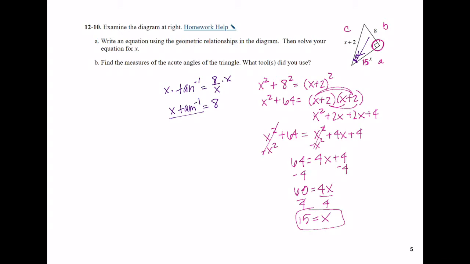X times the inverse tangent is equal to 8. Remember that our x is actually 15. So we can replace that x with 15 and then use our inverse tangent button. Type in 8 divided by 15, and that gives us approximately 28.1 degrees for that. To find the other angle, you could do 180 minus 90 minus 28.1, which would tell us the other angle is approximately 61.9 degrees.